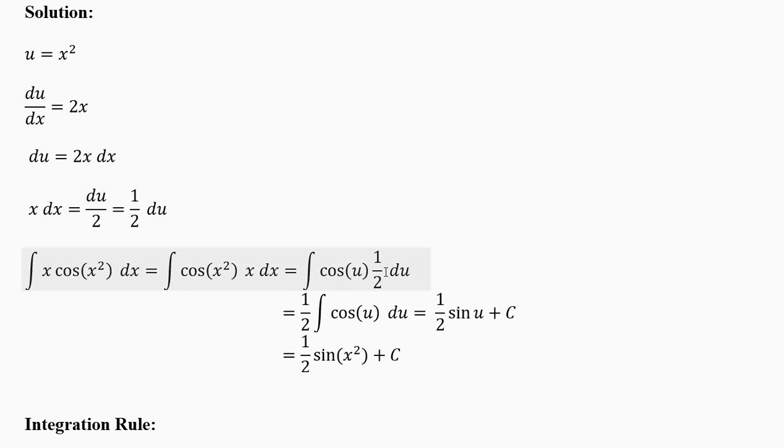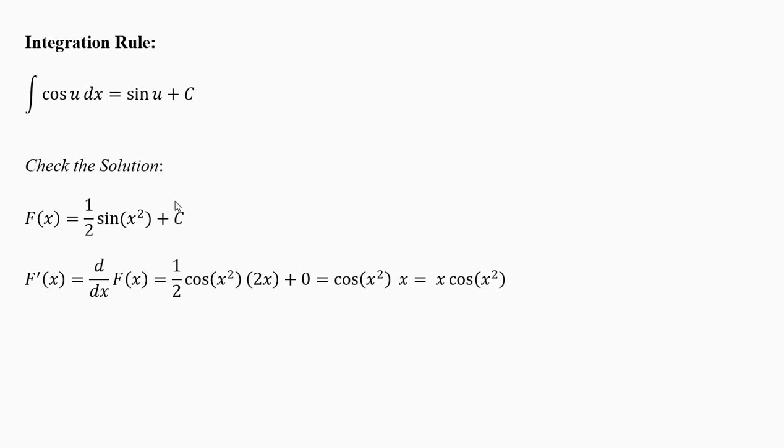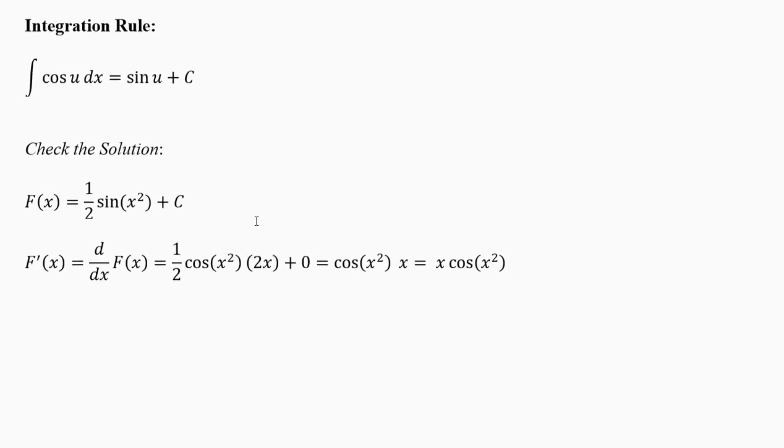Now this half is a multiplicative constant. It comes out. You'll get integration of cos u du, which is half sine u plus c. Now put back the value of u, you will get half sine x square. Now you can again differentiate and check the answer.